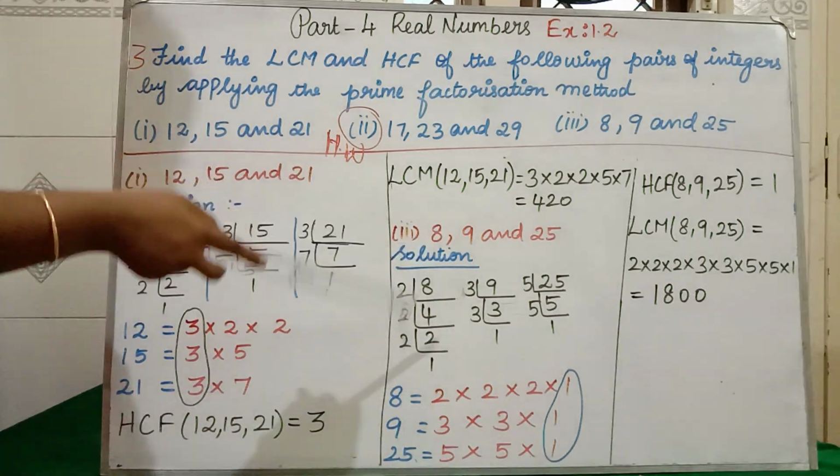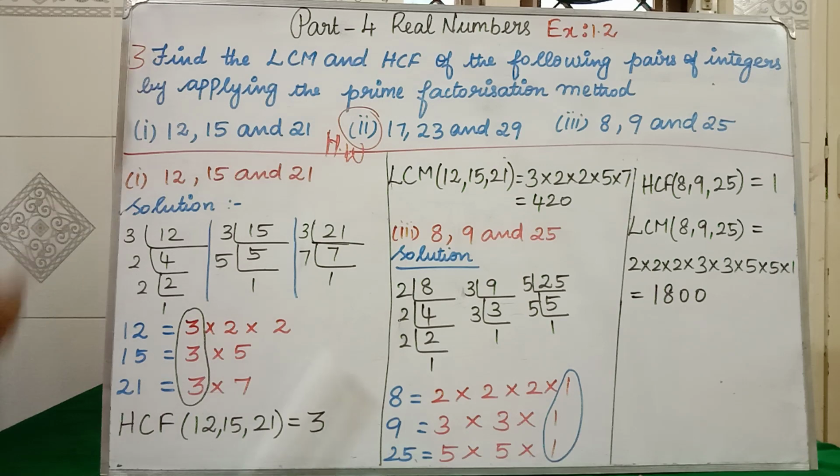So if you see in this 8, 9, 25, what do we have in common? Only 1 we are having. So our HCF is what? HCF of 8, 9, 25 is 1. Clear, all of you? LCM of 8, 9, 25 is what?